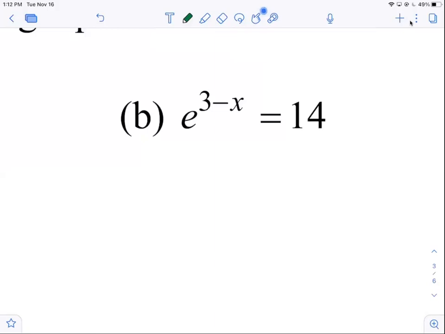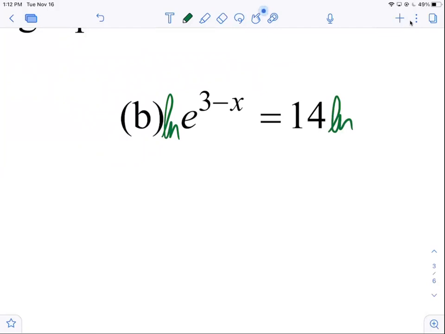So guess who comes to the rescue? Natural log. I need to get at the exponent. I need to unwrap the layers. It's currently inside of an exponential base e. So we're going to take the natural log of both sides. Now, is it okay if you do it like this? Squeeze the ln in there and squeeze the ln in there.